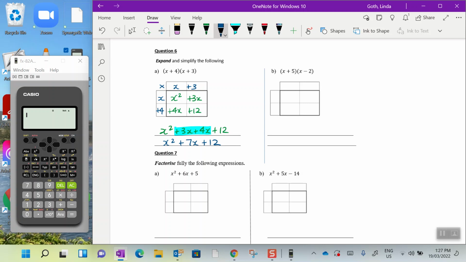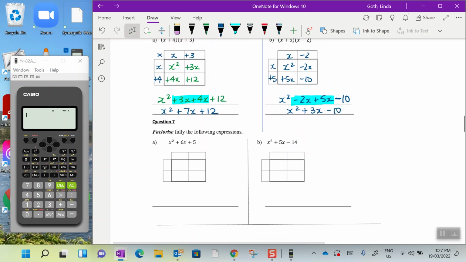Now the next question is very similar, but there's a minus in there, so we need to be careful. Please pause the video and try this one by yourself, and then come back and check it on the video. I'm hoping you all got to this stage. Then you just have to be very careful here. Minus 2 plus 5 is plus 3x. So this is our final answer.